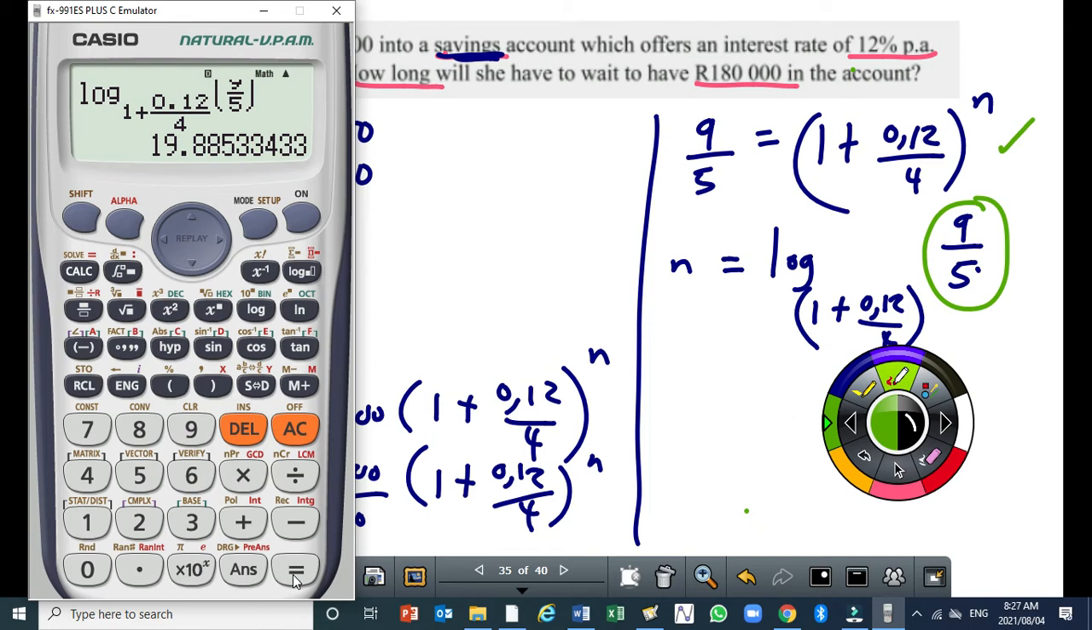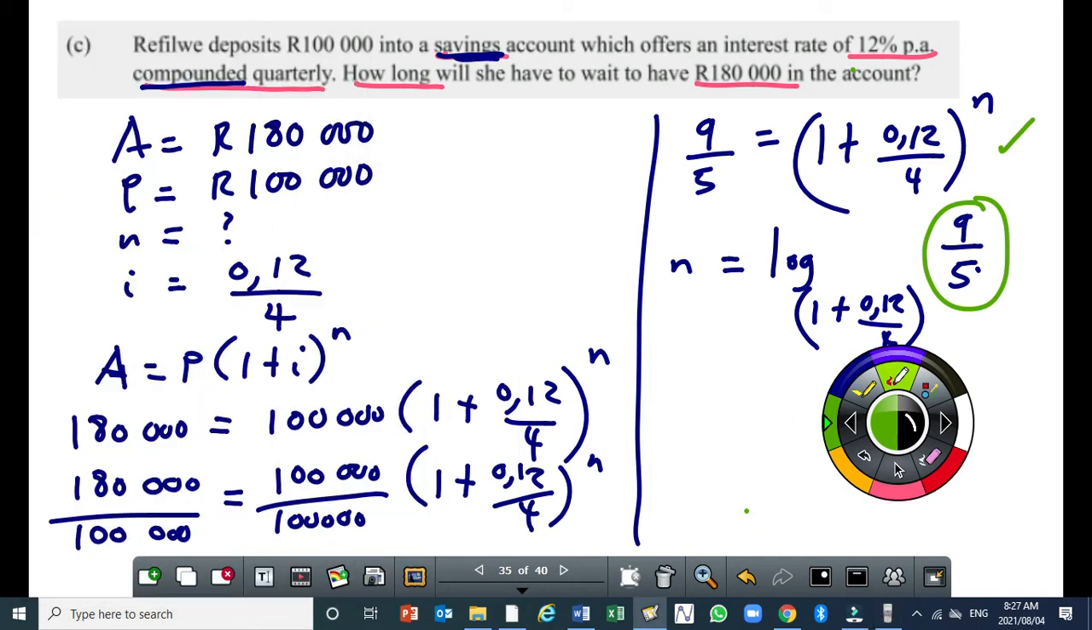So this would be 19.8, okay, 19.89, okay, 19.8. That's the value of n. Remember, that's the value of what? N. In terms of the quarters, please, these are not months. I need to emphasize that. Because of this word here, quarterly, the n that you get there is not the number of months, and it's not the number of years. It's the number of quarters. Because our compounding period is quarterly, therefore it's the number of quarters.